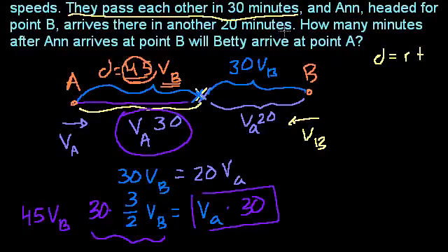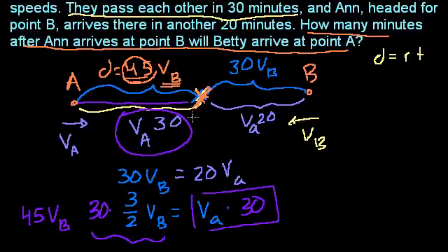So what is the question asking us? How many minutes after Anne reaches point B will Betty arrive at point A? So they both reach right here. In another 20 minutes, Anne gets here. And in another 45 minutes, Betty will get over there. So it takes Anne 20 minutes to get here, and it takes Betty 45 minutes to get here after their meeting, right at the center.